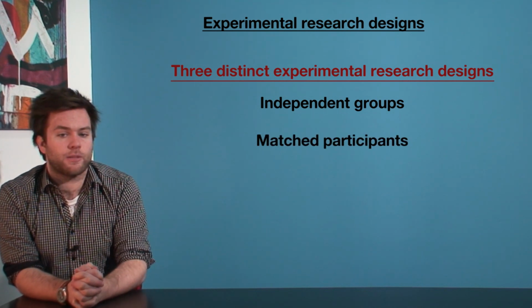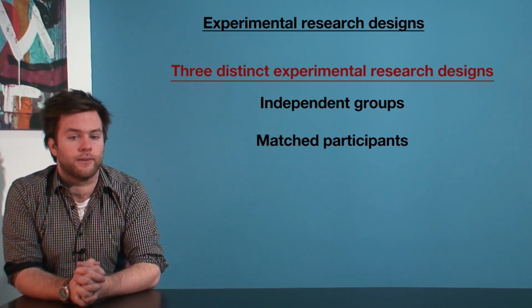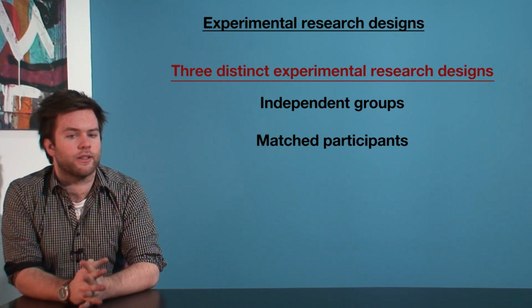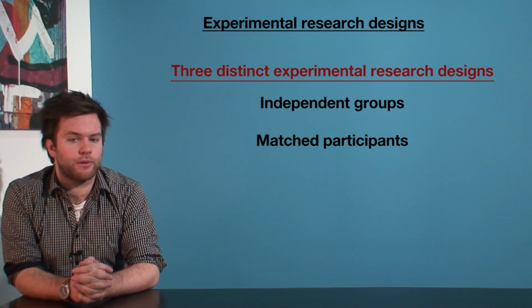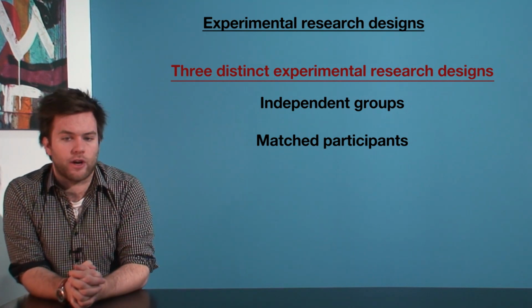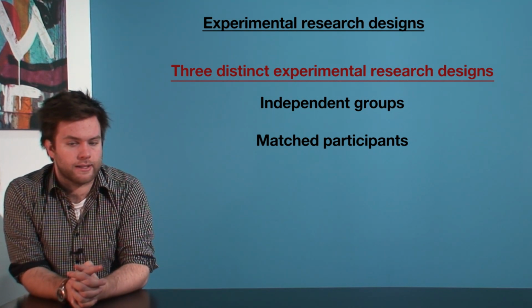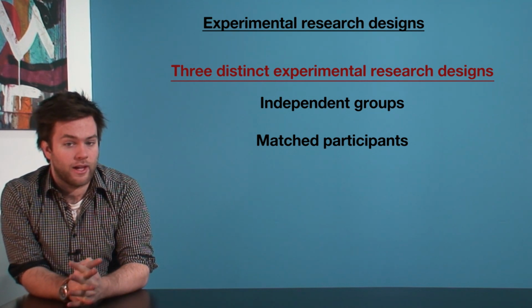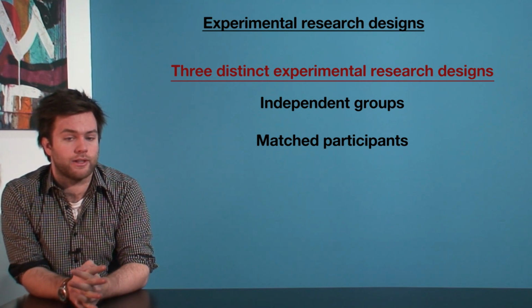Then we have the matched participants experimental research design. Matched participants takes a little longer because it requires some testing before the actual experiment begins. Sometimes a particular extraneous variable might render the study fruitless unless it is accounted for. For example, the experimenter might want to counter natural intelligence.